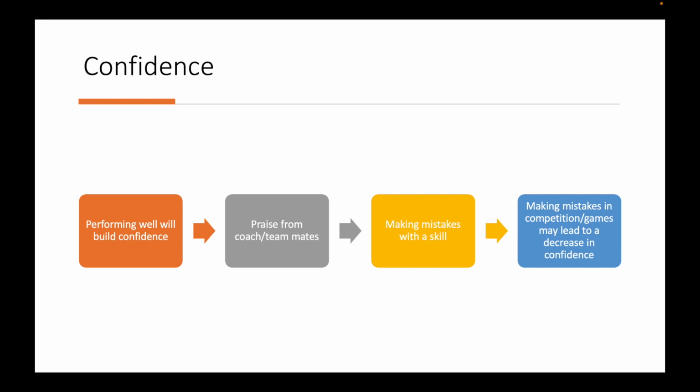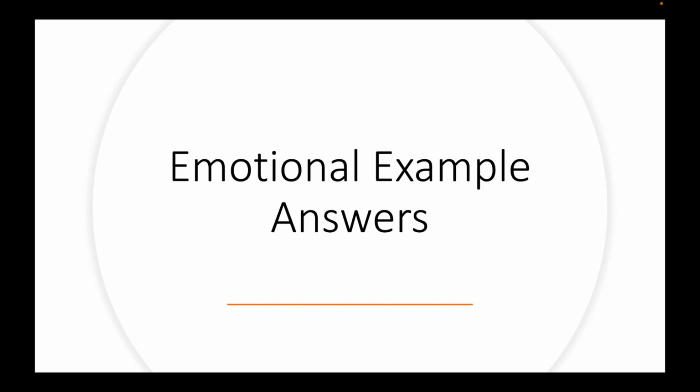So as we've said here, performing well will build confidence. Things like getting praise from your teammates or coaches could help to encourage you and build confidence. However, making mistakes, particularly if it's a repeated mistake, is something that could lower confidence and may lead to a decrease in our performance level. So we're now going to have a little look at emotional example answers and how to structure your answer.